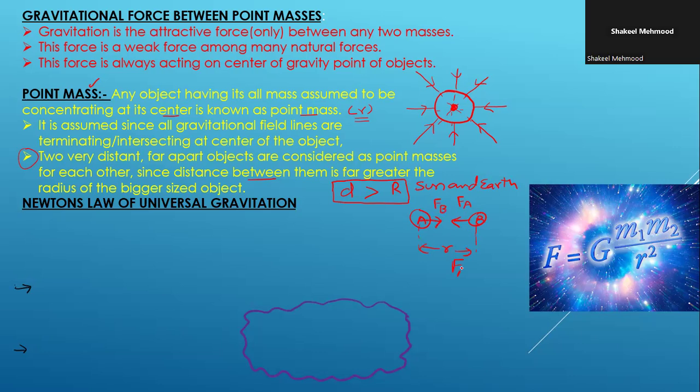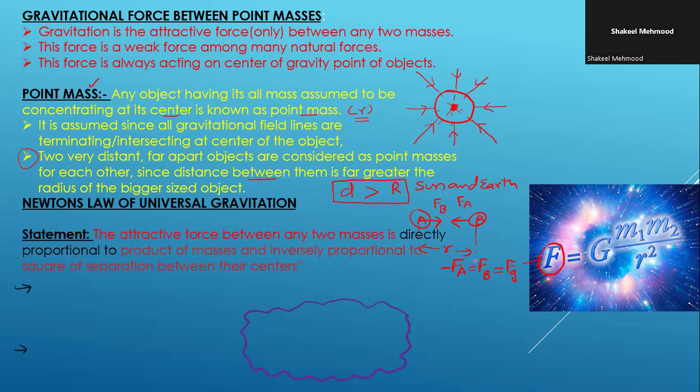Newton said that these two forces are actually equal according to his third law of motion, and this is equal to the gravitational force. Of course, as they're vectors, they have opposite directions, so you have to assign a negative sign to one of them, but their magnitudes are equal. Newton said that the attractive force is directly proportional to the product of masses and inversely proportional to the square of the distance between their centers.